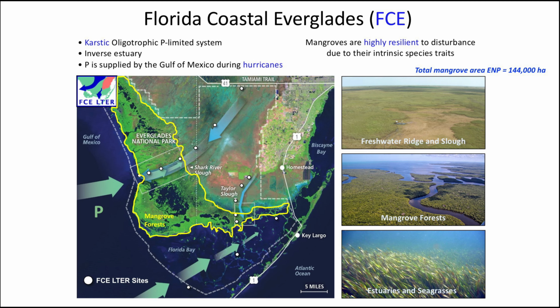Mangroves in the Florida coastal Everglades are located within Everglades National Park, and they are unique ecosystems in the sense that it's a karstic oligotrophic phosphorus system where phosphorus is supplied by the Gulf of Mexico instead of the upper watershed. So mangrove forests are the dominant feature in the coastal zone. They basically represent the largest distribution of mangroves in the continental US and also a large reservoir of carbon across the coastal landscape.